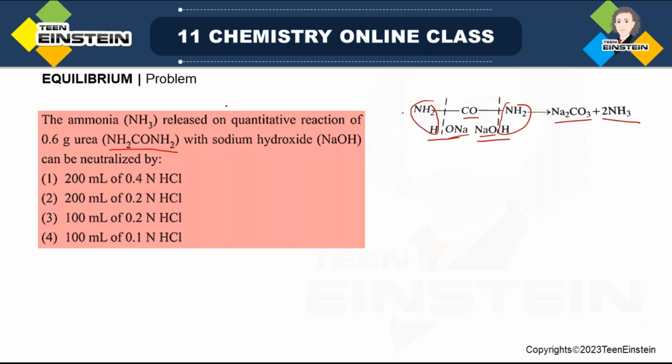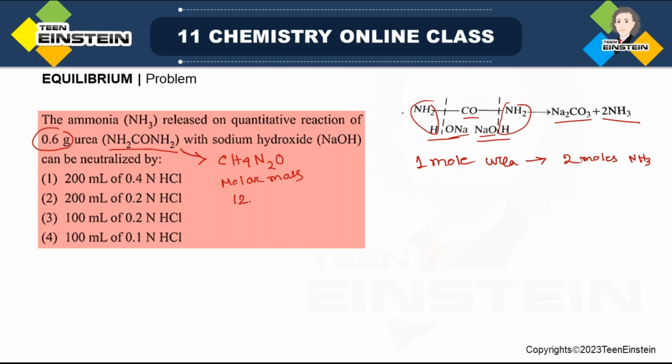So from 1 mole of urea, you are getting 2 moles of ammonia. This is the most important thing that you have to do, the first step. Next, the amount is given, but you need the molar mass, which you can get from the formula. Now this is CH4N2O. So from this formula you can calculate the molar mass of urea.